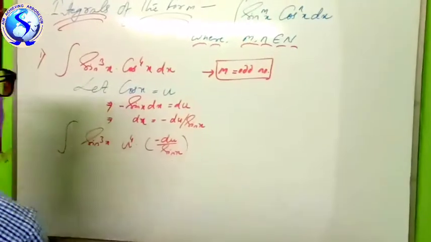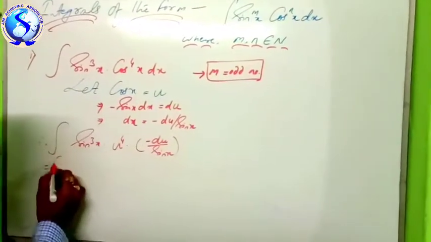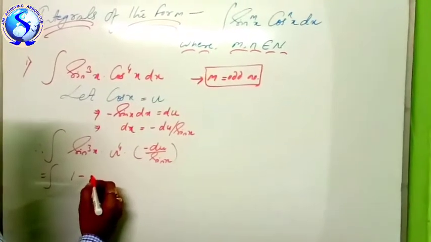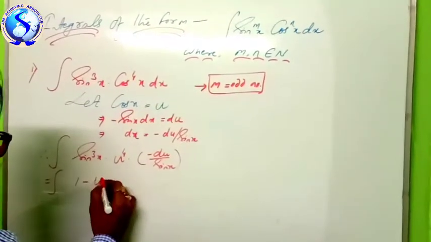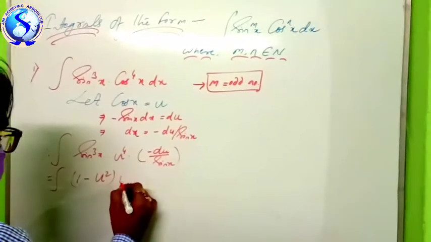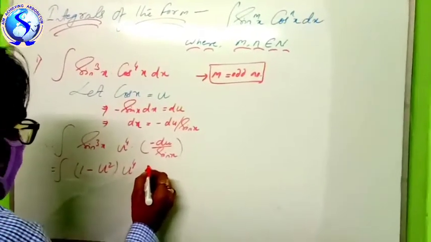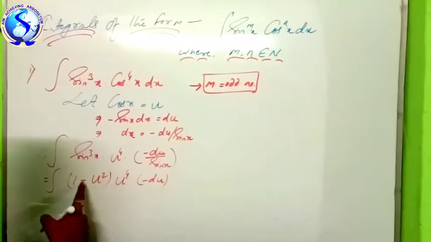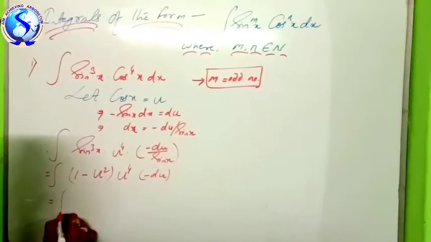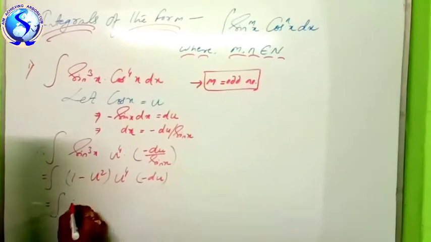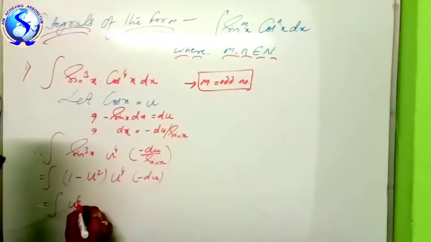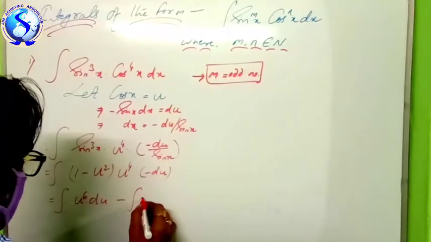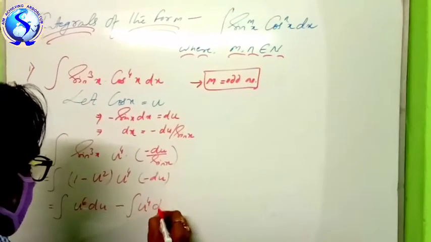and dx means minus du by sin x. One sin will be cancelled here. It will be left sin square. Sin square means 1 minus cos square. Cos square means u square. So 1 minus u square, into u to the power 4, into minus du. Just multiply the minus inside, then it will be reversed. Then this will be integration u to the power 6 du minus integration u to the power 4 du.